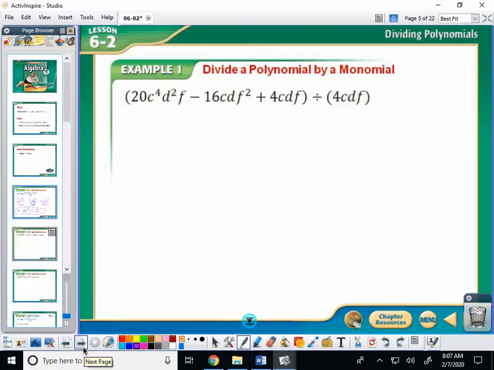Let's try this one. This one's written differently, just written horizontally as opposed to as a fraction, but it's meaning the exact same thing.